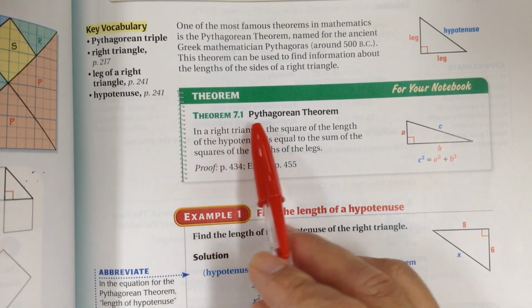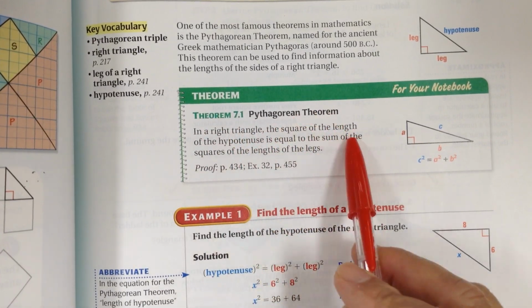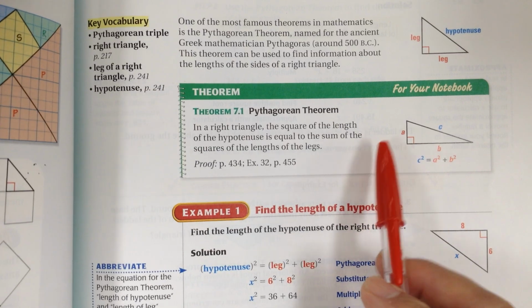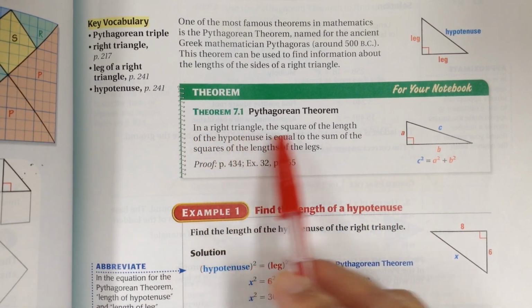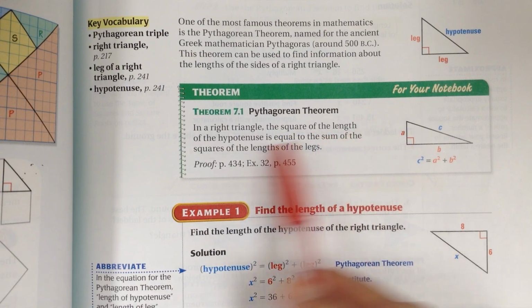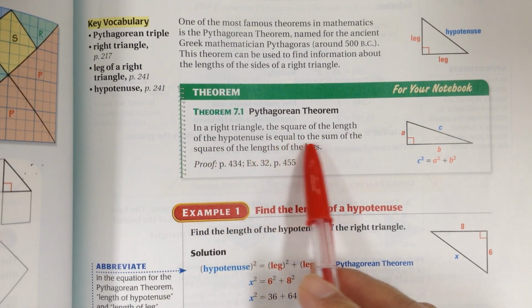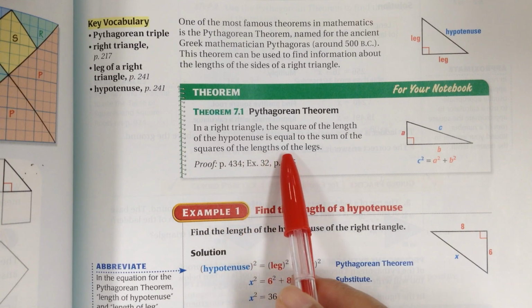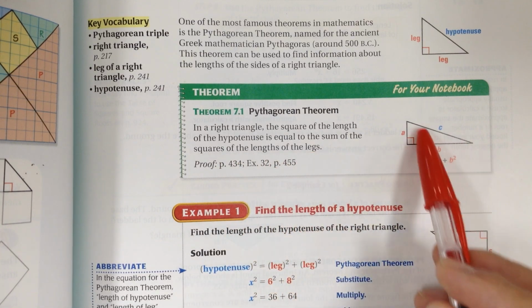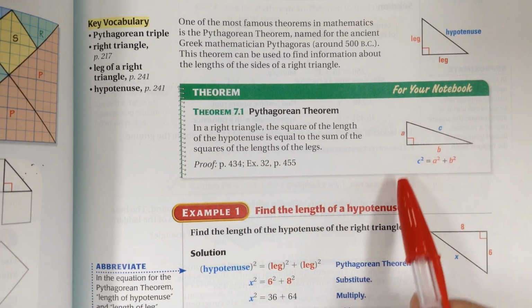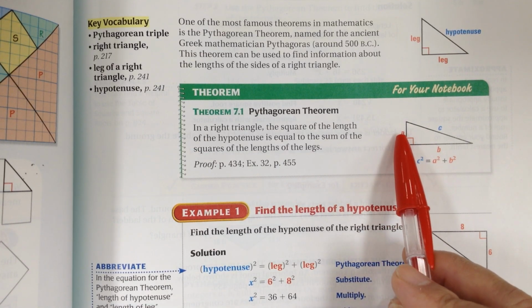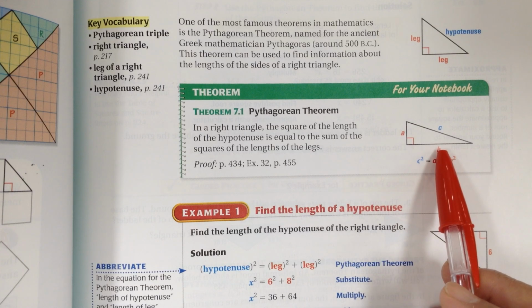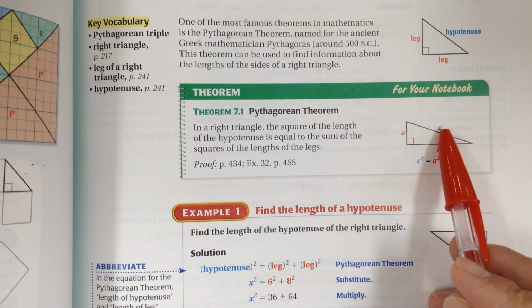Theorem 7.1, Pythagorean theorem. So this is a super important theorem. Make sure you know it by heart. It says in a right triangle, the square of the length of the hypotenuse is equal to the sum of the squares of the lengths of the legs. So when you have a right triangle, the square of the leg plus the square of the leg equals the square of the hypotenuse.